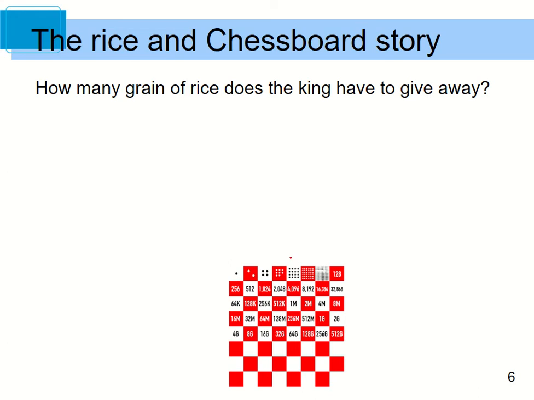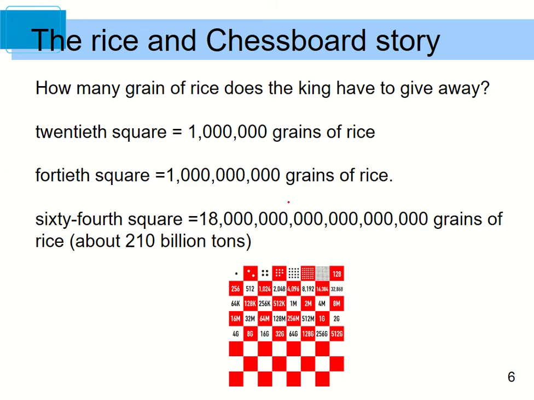Okay, now if we refer to the chessboard here, the first square, one grain, then double, right, two grains, four, eight, and so on. Now, if we continue, we can see here, up to here is already 1 million. Okay, so now on the 20th square is already 1 million grains of rice here. And the 40th square is already 1 billion. Okay, 1 billion grains of rice. So this is 1 million here, and on the 40th square is already 1 billion.